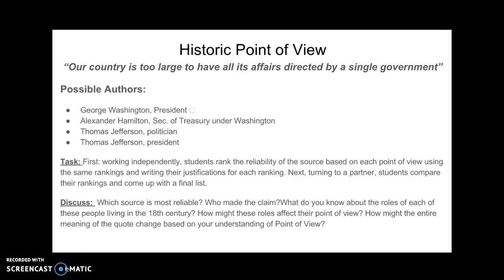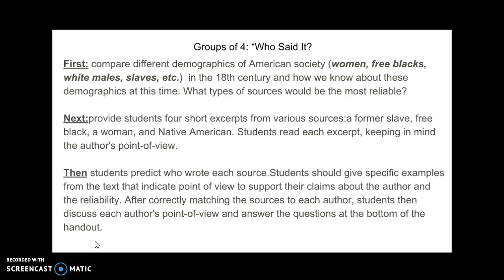The author of the quote was actually Thomas Jefferson as politician. Next, we will engage in an activity in groups of 4 entitled Who Said It? First, this activity is built around sources from different areas of American society. The goal here is to help students understand why it is important to consider point of view when reading primary sources.